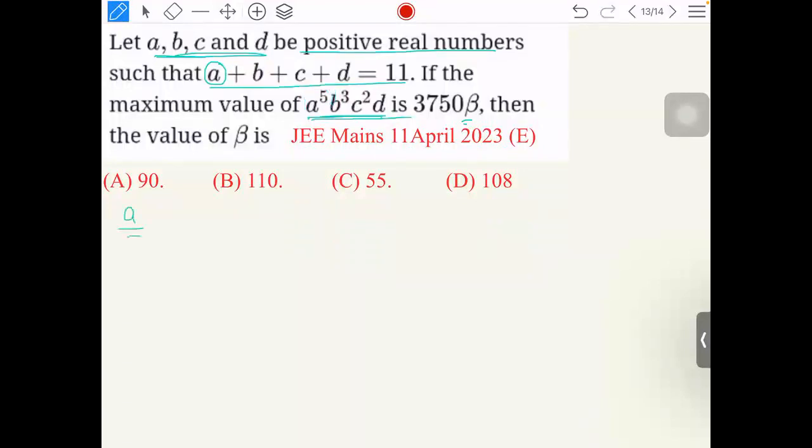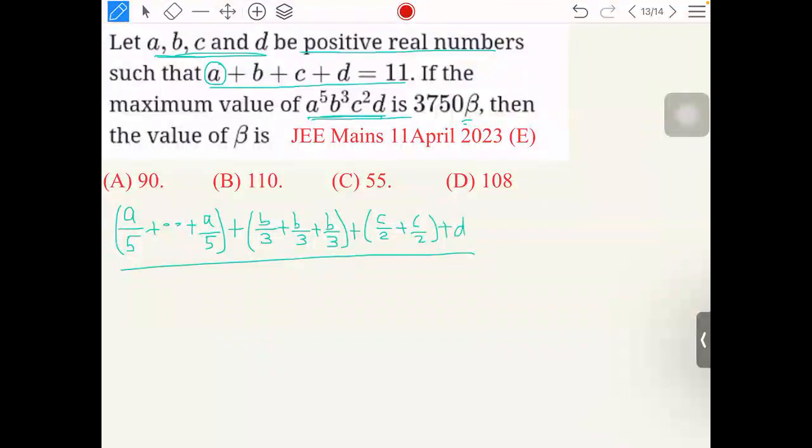That means a by 5 plus dot dot dot a by 5, 5 times. Then b, we have to break 3 times: b by 3 plus b by 3 plus b by 3. Plus c, we have to break 2 times because we have been given c square: c by 2 plus c by 2. And d. Divided by the total number of terms.